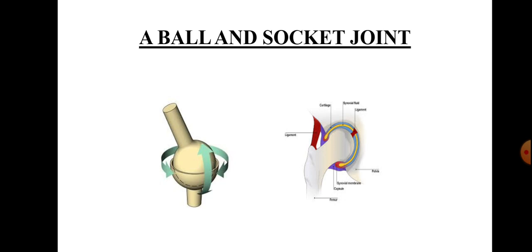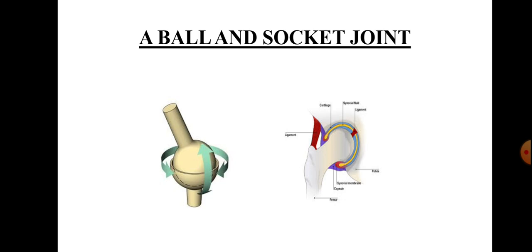The first joint, a ball and socket joint. In this joint, the rounded end of one bone fits into the cavity or hollow space of another bone. It rotates, allowing movement in all directions.